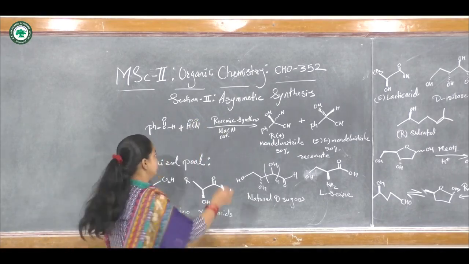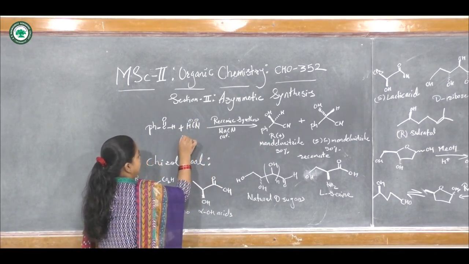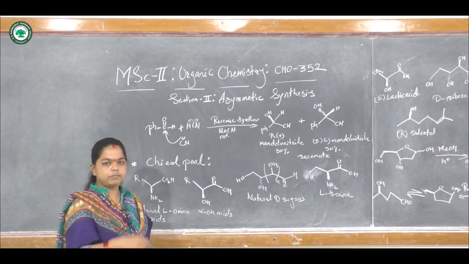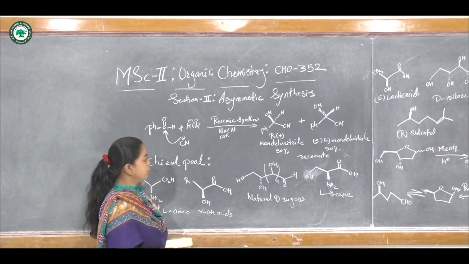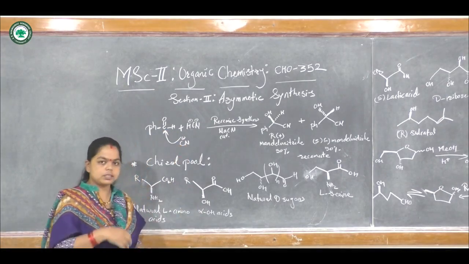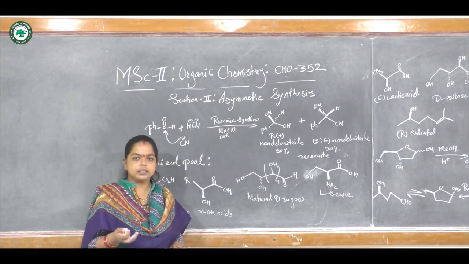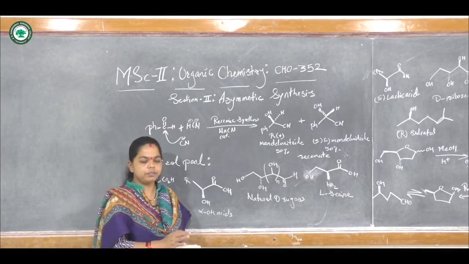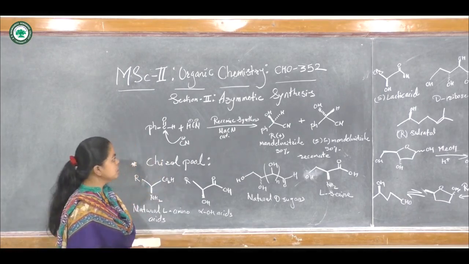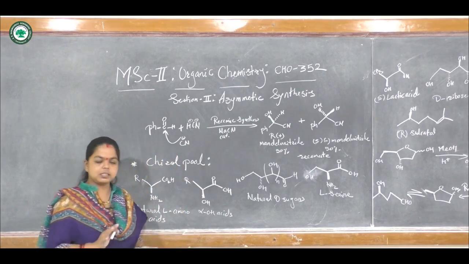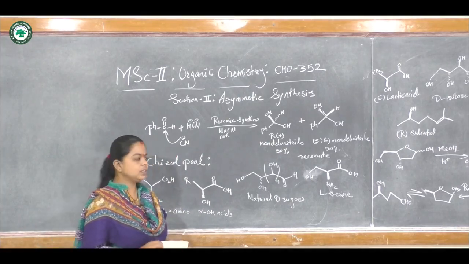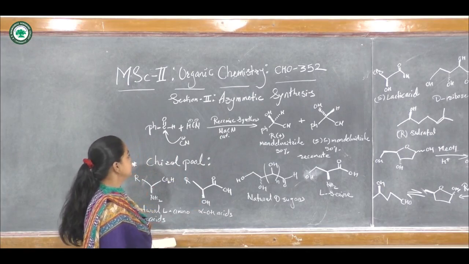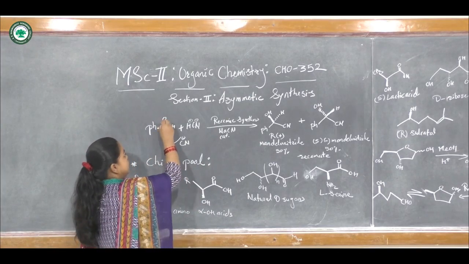So cyanide acts as the nucleophile and it attacks the carbonyl group on both faces of the carbonyl. When the attack takes place from both faces, the probability of attack from each face is equal. Therefore, we get a 50-50% racemic mixture. So in this reaction, we can say this is a racemic synthesis because we are getting the racemate here. Sodium cyanide is used in a catalytic amount, and the cyanide adds to the carbonyl group.